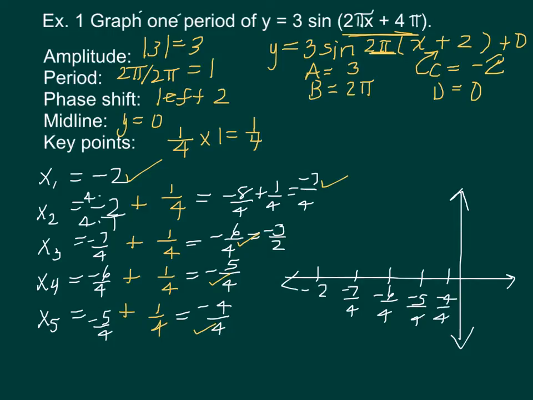Your max, remember, is at +3. Your min is -3. Then you follow your curve. Your sine curve goes 0, max, 0, min, 0. And this is your midline. So your max and your minimum should be 3 units from your midline.